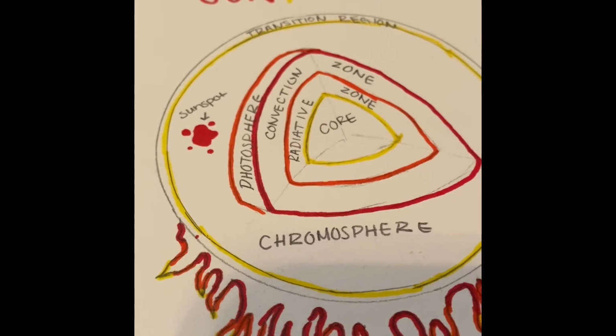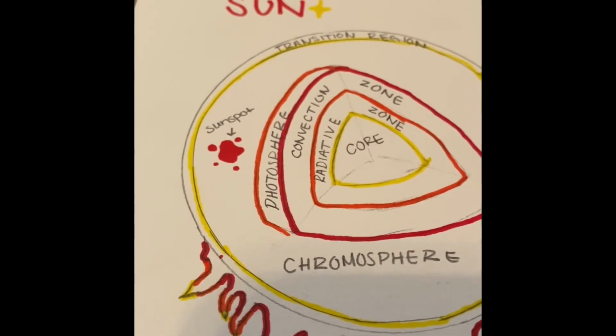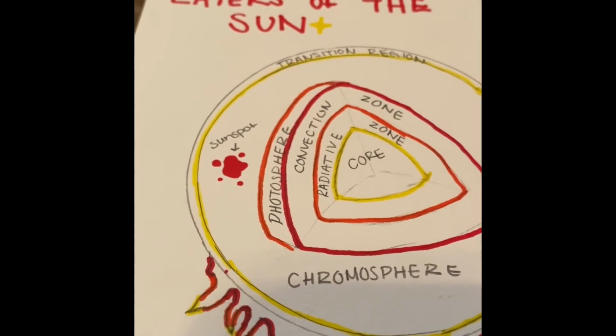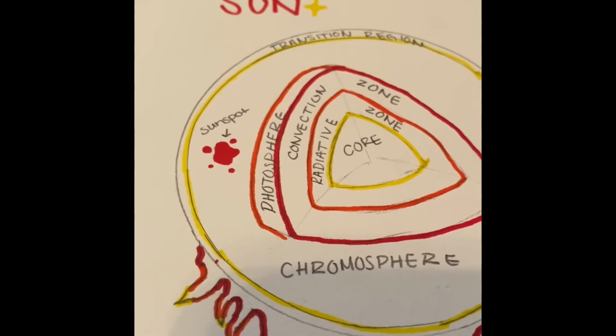Sunspots are temporary spots that appear on the surface of the sun in areas that are much cooler than other areas. They occur over regions of intense magnetic activity, and they usually take place in the photosphere.